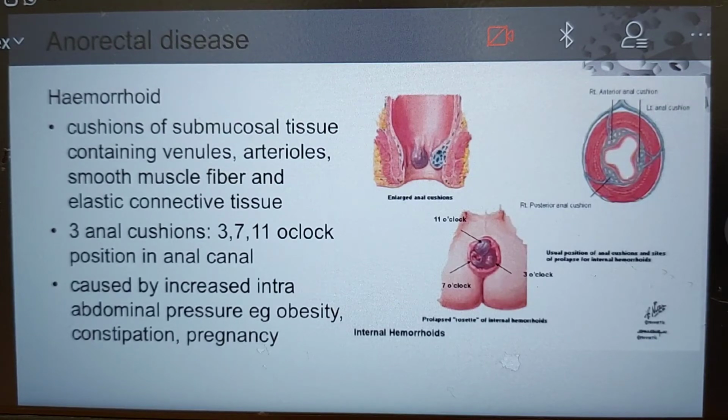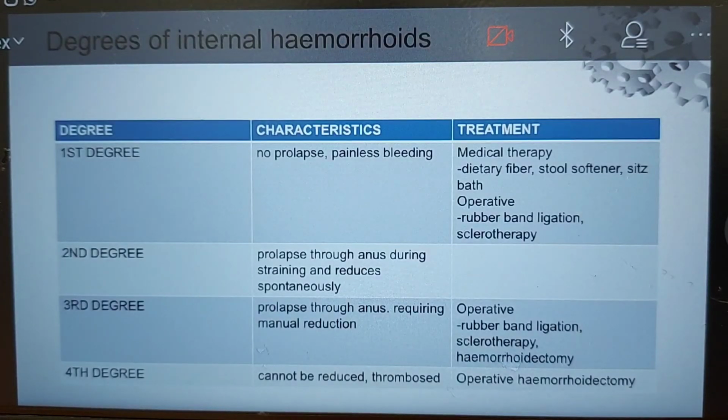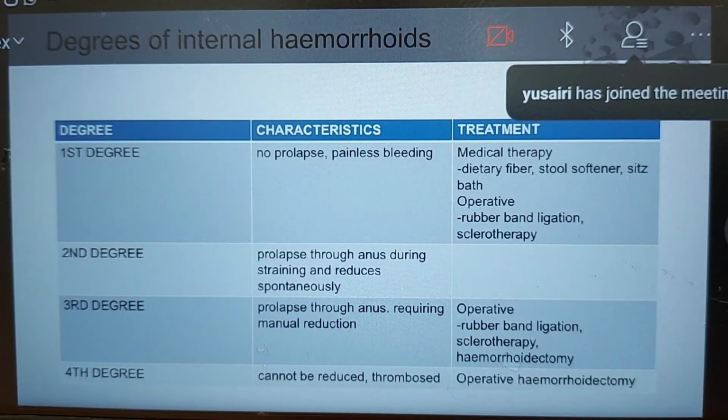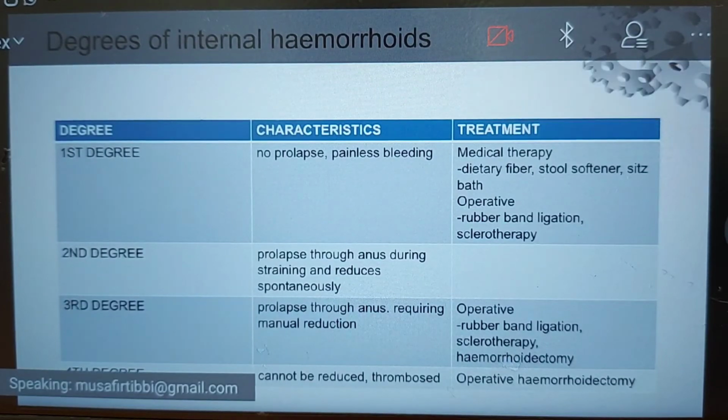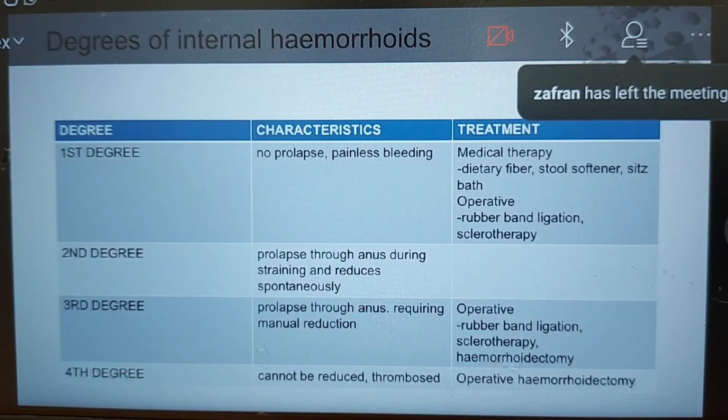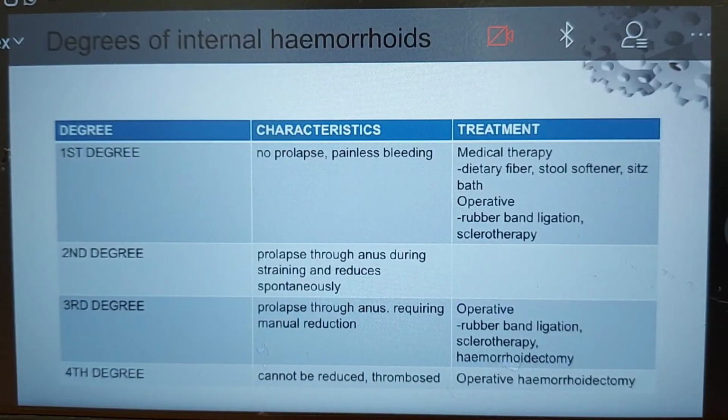The treatment of hemorrhoid is based on the degree of the internal hemorrhoid, and the degrees are differentiated by the degree of prolapse. In the first degree of internal hemorrhoid, the hemorrhoid does not prolapse. It presents with painless bleeding. For treatment, we can advise the patient on dietary fibers and give a stool softener, lactulose, and the patient can do a sitz bath.